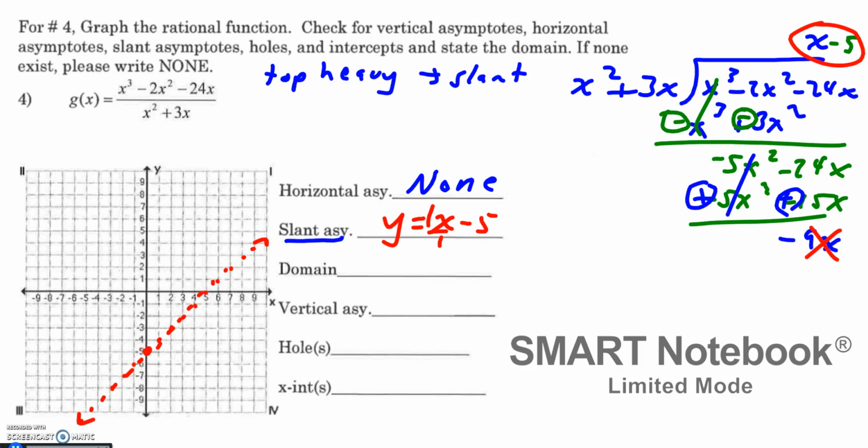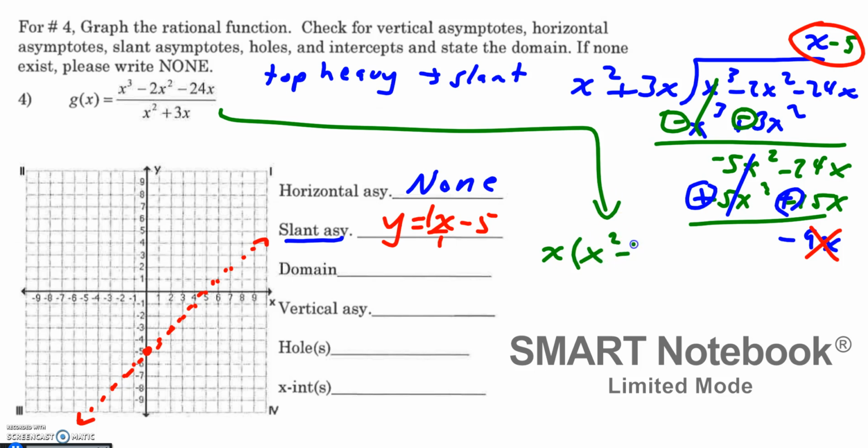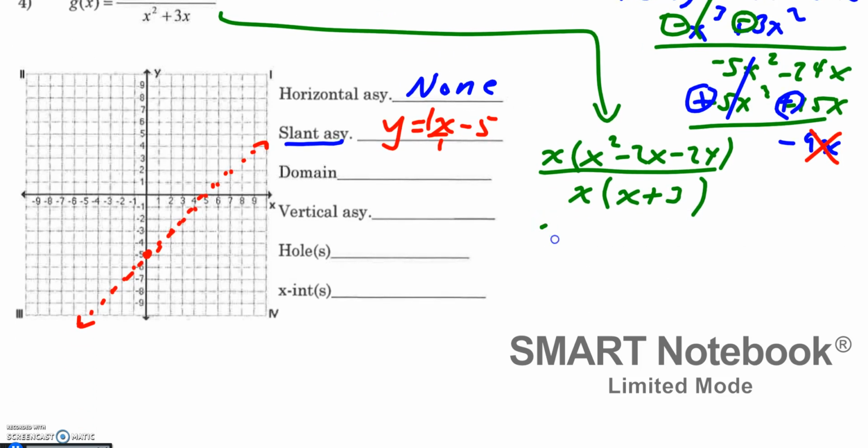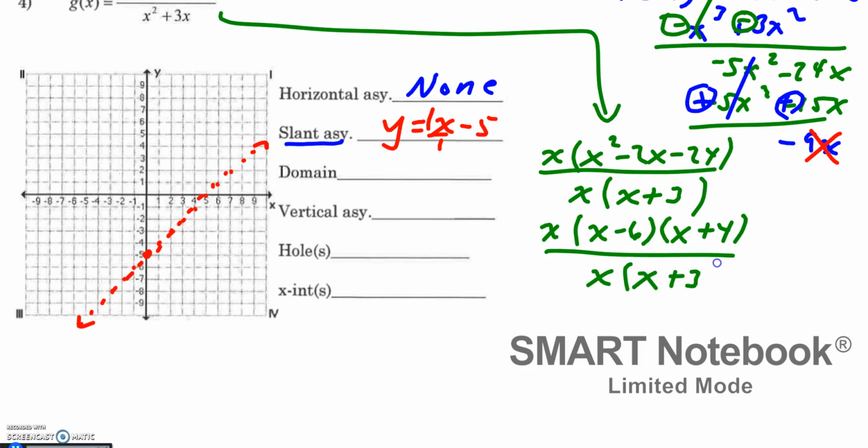Next piece, to find the domain of my function, now is when I would like to factor. So I'm going to do that work down here. In the numerator, I can take out an x, and then if I do that, I'm left with x squared minus 2x minus 24. In the denominator, I can also take out an x, and if I do that, I'm left with x plus 3. I can keep simplifying the numerator. This factors to be x minus 6, x plus 4, all over x times x plus 3.